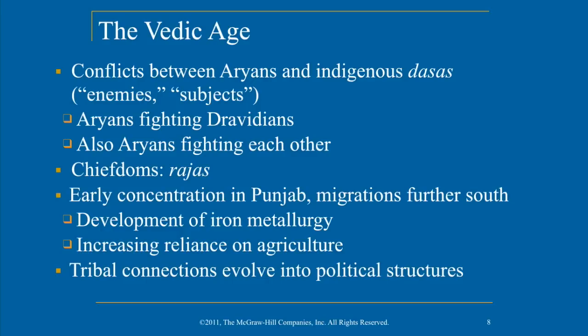This is what leads us to what we've known as the Vedic Age, conflicts between Aryans and indigenous Dasas, which are known also as enemies or subjects, that's what the word translates to. There are Aryans fighting Dravidians, also Aryans fighting each other. This is showing that the Vedic Age is kind of summed up in the idea of there's conflict. There were chiefdoms or rajas, where there were people clicking off into smaller groups and able to protect themselves, work together, and to defend themselves against one another.